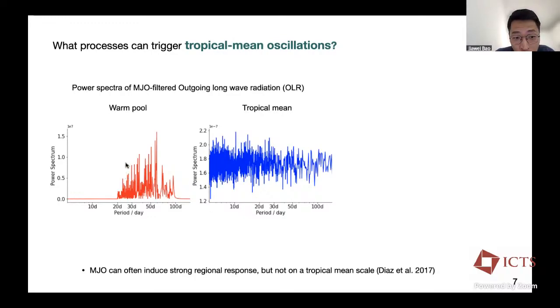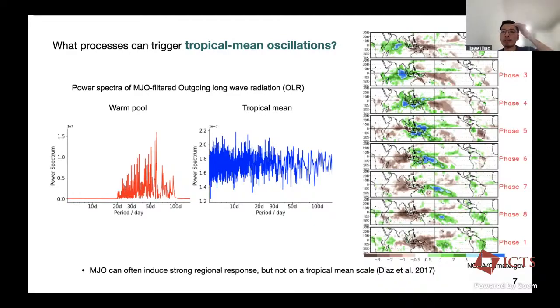First, we focus on the warm pool region, and you see that over the MJO frequency, there is very strong power. But for the same data set, if we average over the whole tropics, the signal is very weak. It's basically flat. So at least from this analysis, it appears that the MJO filtered OLR doesn't really have a signal over the tropical mean. So why is that?